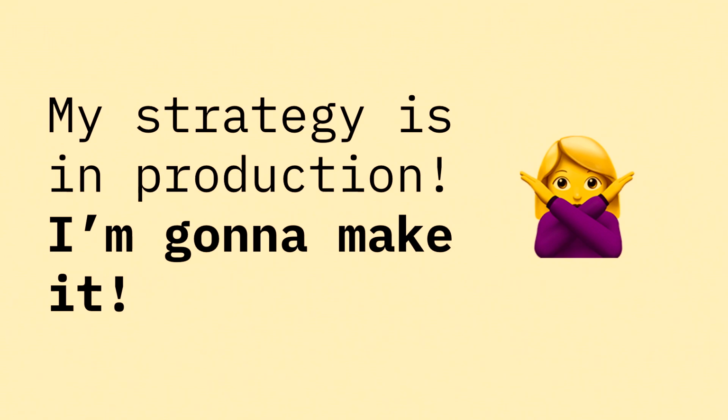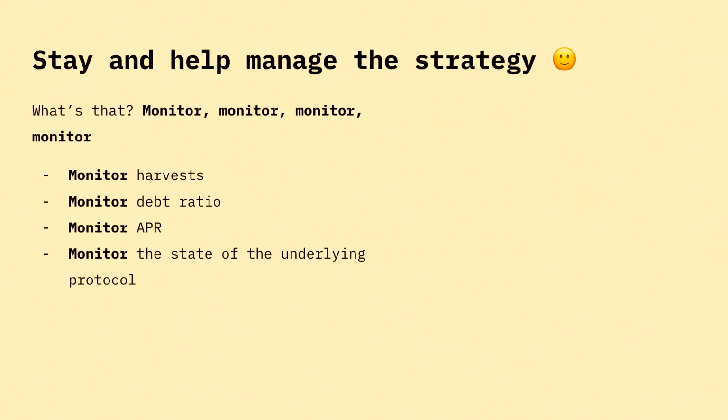Okay, you made it. You did the strategy and it's in production, but it's not done. Strategies need maintenance. Monitoring: we monitor the harvest, we monitor the debt ratio, the APR, and especially the state of the underlying protocol. Because if something changes, the strategy needs to adapt, or we need to adapt it. So it's super important to stay and monitor.